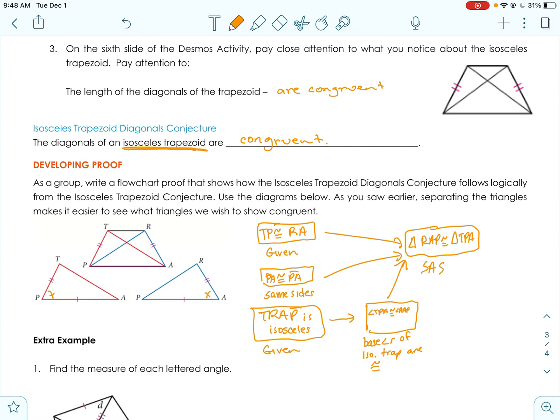And finally, what that allows us to do is say that RP is congruent to TA, and that is by CPCTC. So that proves that the diagonals of an isosceles trapezoid are in fact congruent. Therefore, we are able to now accept that conjecture as true.